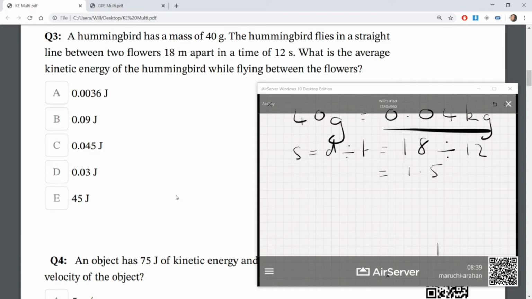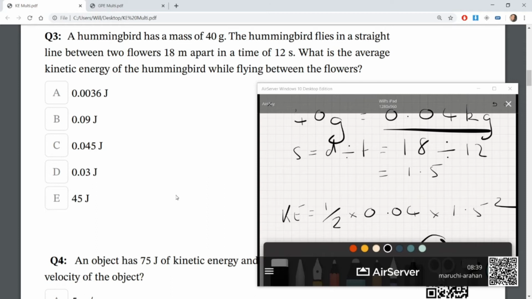We've got our mass in kilograms here, so our kinetic energy is going to equal half times 0.04 times 1.5 squared. And that equals 0.045 joules. Do remember to put in your units, folks.